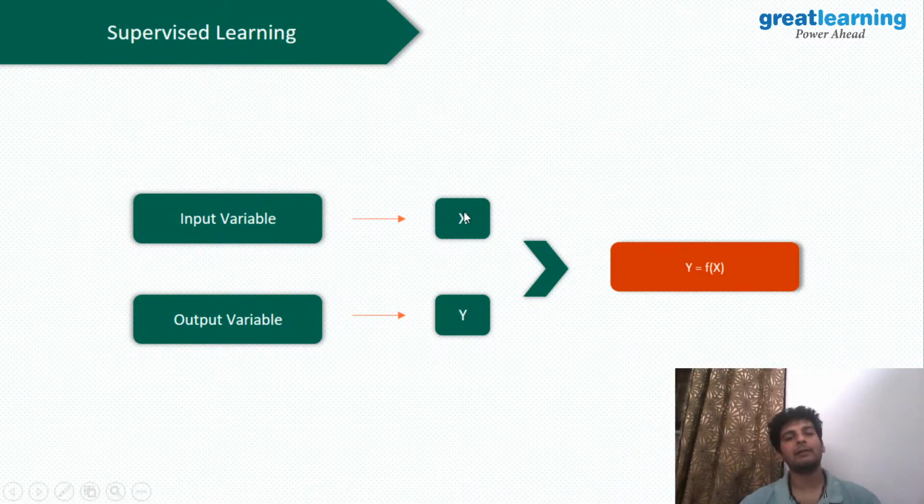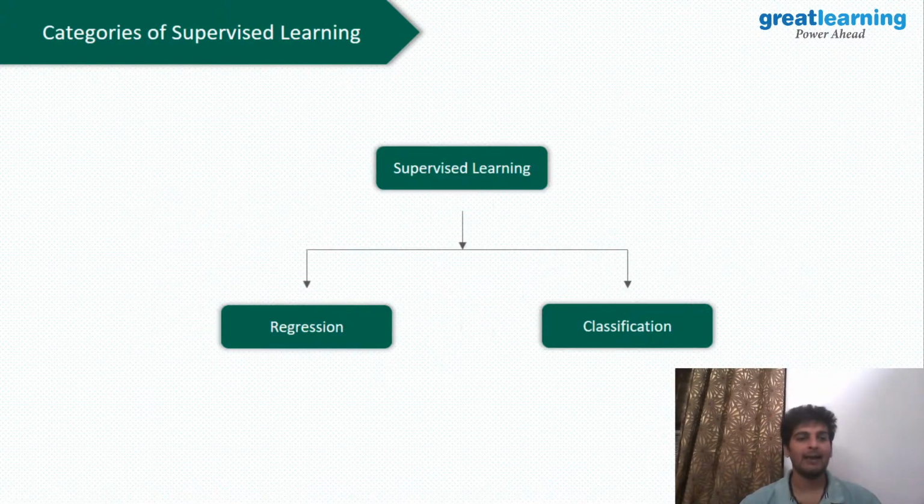The input variables are represented with X, the output variables are represented with Y, and in supervised learning, we are basically trying to find out how does Y vary with X. So here Y is our dependent variable, X is the independent variable, and we are trying to understand how does the dependent variable change with the independent variable. And in supervised learning, again, we have regression and classification.